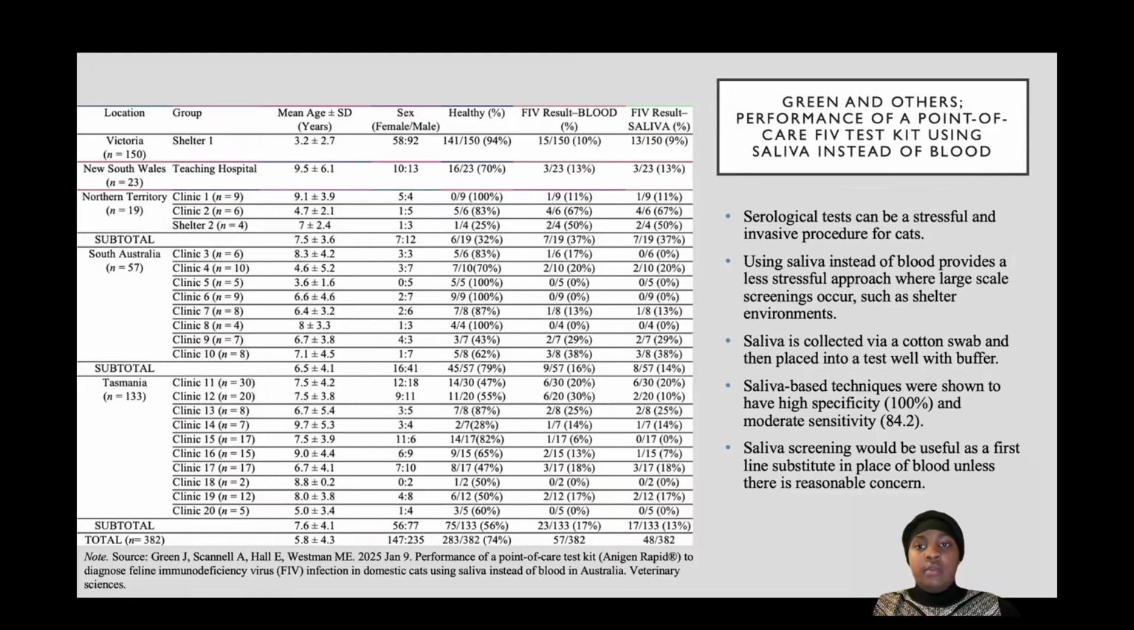The last study I'd like to present is an experiment done by Green and collaborators. The study evaluated whether blood can be replaced by saliva for diagnosing cats using the antigen rapid point-of-care test. Researchers used 382 cats from different settings, such as shelters, clinics, and teaching hospitals from different regions in Australia. Saliva was collected by gently swabbing both cheeks, then applying it directly to the test kit well with buffer.